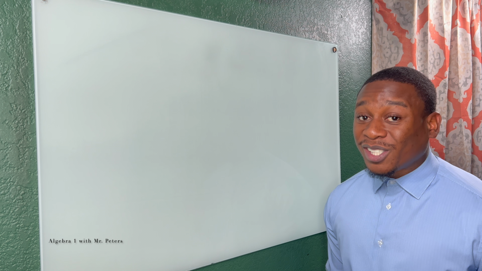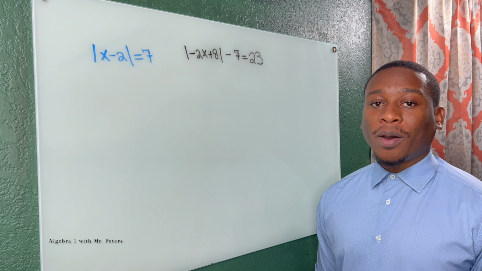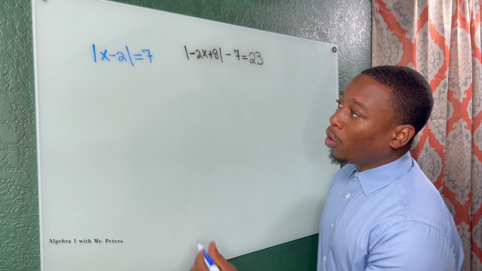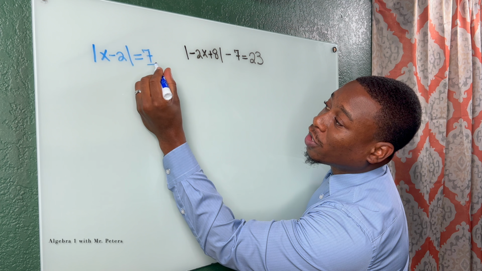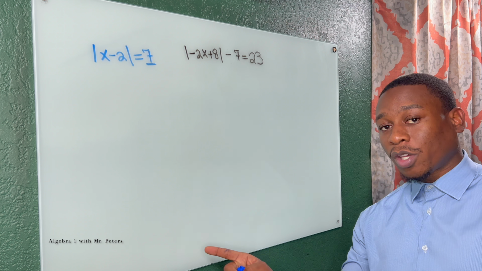I'm going to explain the basic rules so you never get these equations wrong again. Starting this video out, rule number one: absolute value cannot be equal to something that is negative, right? So this first equation we can solve.